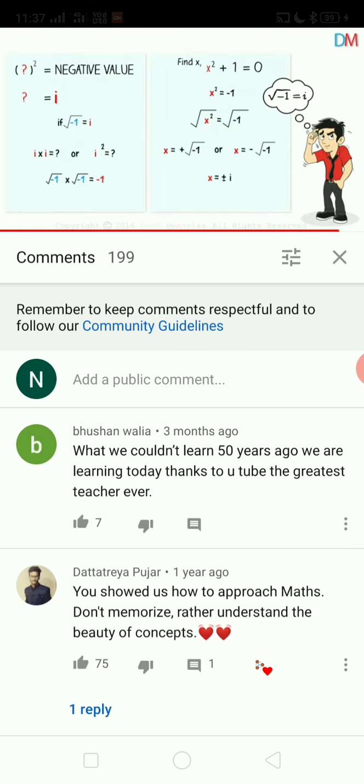But wait, we understood the concept of square root of negative 1. What if the number is square root of negative 7 or square root of negative 9? That's what we will cover in the next video.